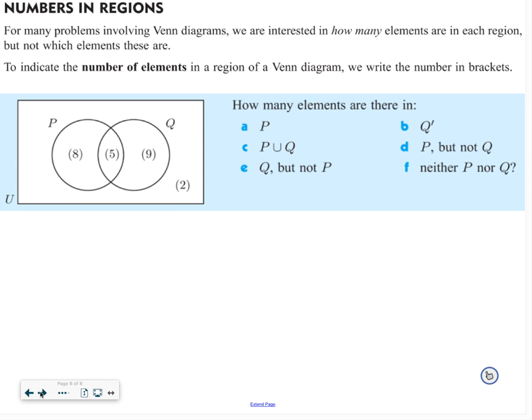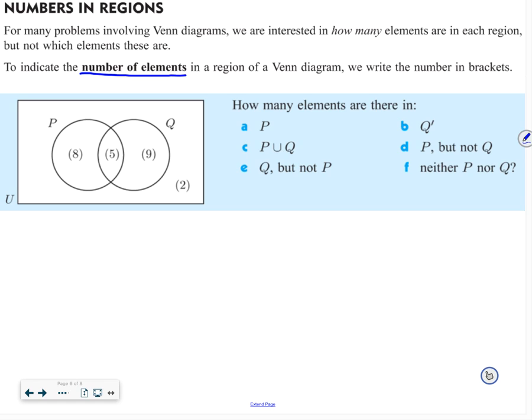Okay, so numbers and regions. For many problems in Venn diagrams, we are interested in how many elements are in each region, but not necessarily which elements these are. Sometimes listing every element in that region is a lot of work. So anytime we see numbers written with brackets, that's representing the number of elements within that region. So in this example, how many elements are in these regions?